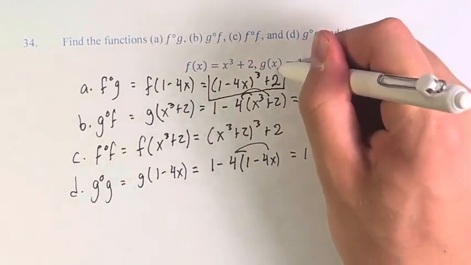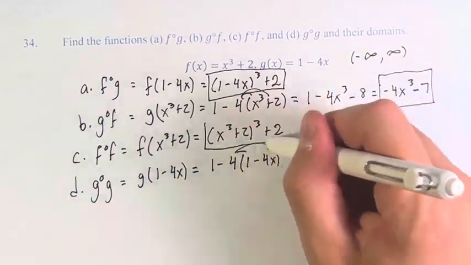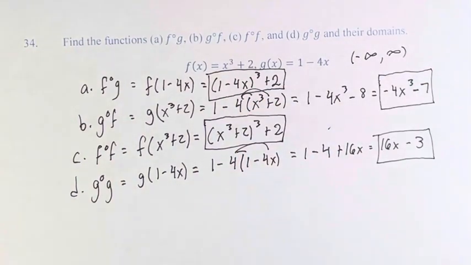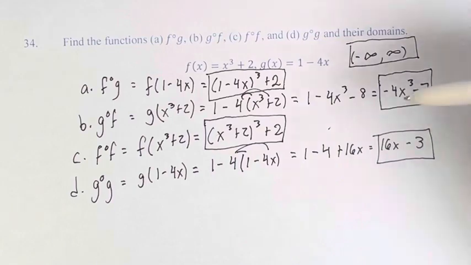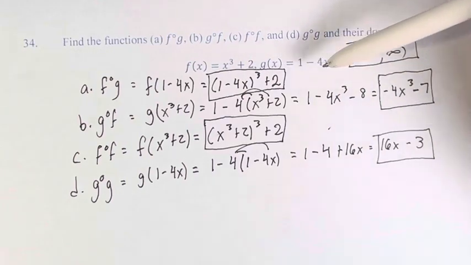So therefore, we have f of g, g of f, f of f, and g of g, all of which have a domain of all real numbers, from negative infinity to infinity, for f of x equal to x cubed plus 2, and g of x equal to 1 minus 4x.